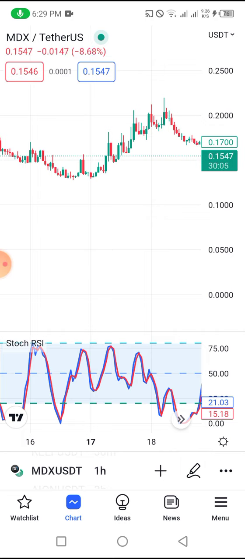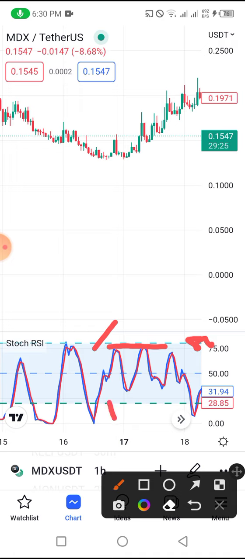Now, when the stochastic lines, the blue and the red line, are above the upper band, let's say it is above this line, the 80 line, we shall consider it as overbought. We shall consider that the stochastic is within the overbought region. When it goes below the 20% line, these are in percentage, remember? So when it goes below the 20% line, what we call the lower band, right?